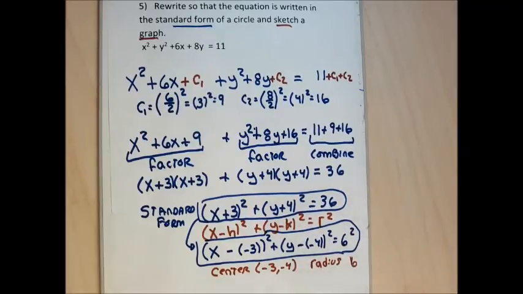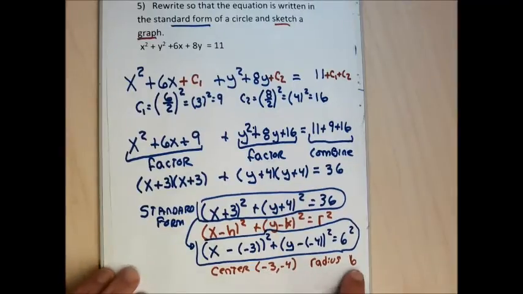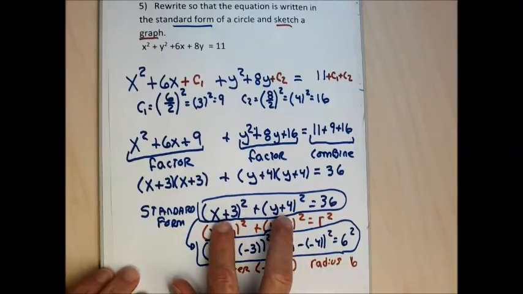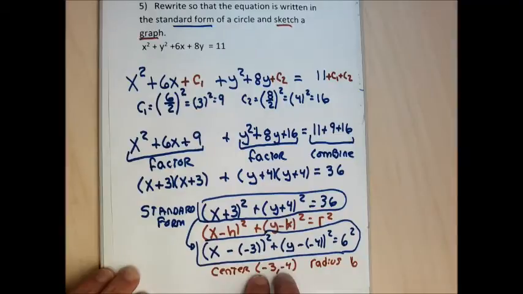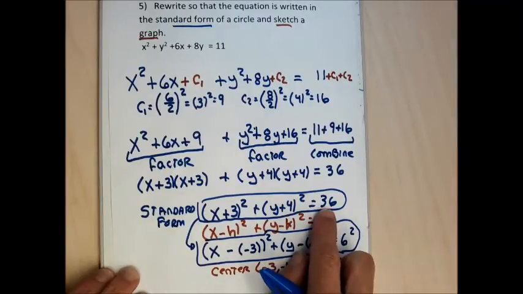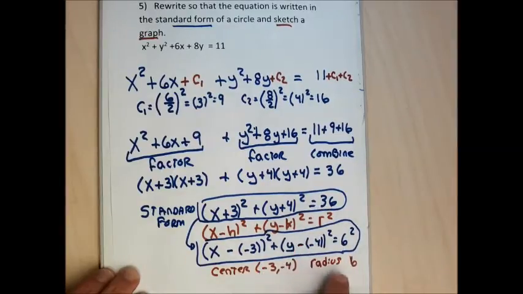So to finish this problem up, I'm going to have to pull out another sheet of paper. I'm going to sketch a graph, and the center is -3, -4, the radius is 6. If you have the parentheses with plus signs in them, without the minus signs, you have to change the signs of the number to get the center. And if the right-hand side doesn't have the square, you have to square root to get the radius.